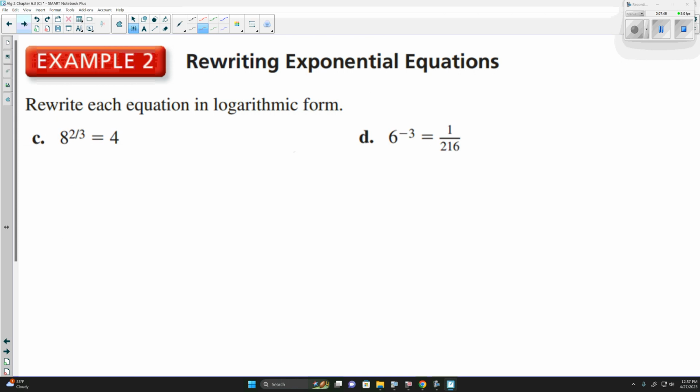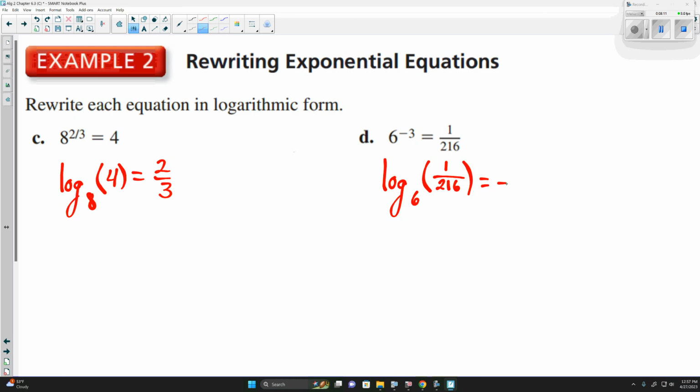So let's look at the next two. 8 to the 2/3 equals 4. So we'd say log base 8 of 4. That's it for C. Let's look at part D. Log base 6 of. Yes. That's it.